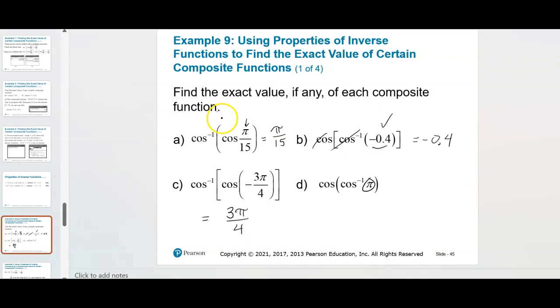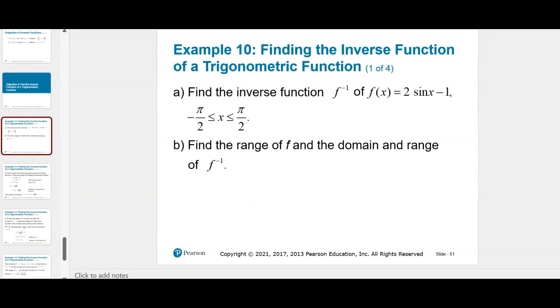All right, inverse cosine again, it can only take in numbers between negative 1 and 1, and pi is much bigger than 1. So again, it would not be defined. So just be careful with inverse trig functions on the inside. All right, some of these problems will have you find an inverse function of a shifted or altered trig function.